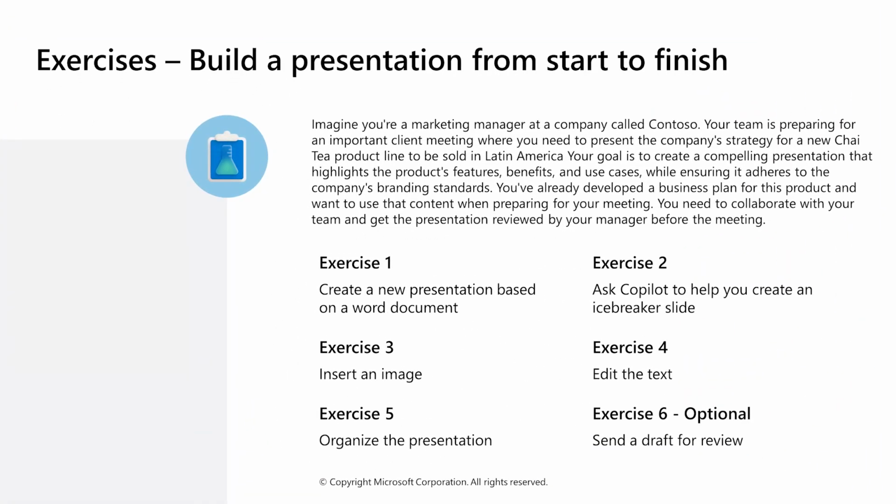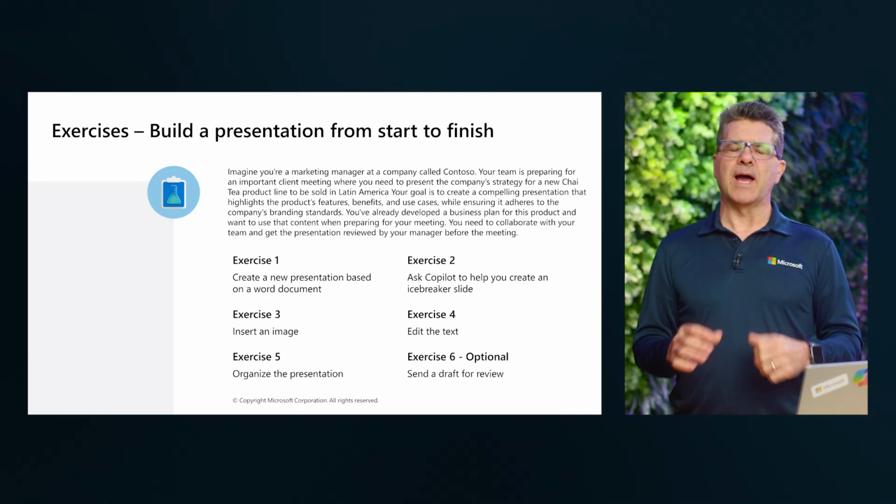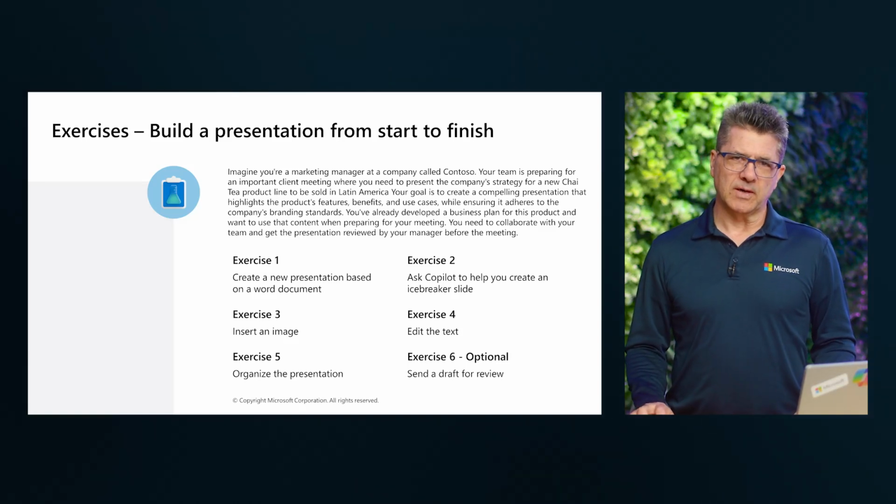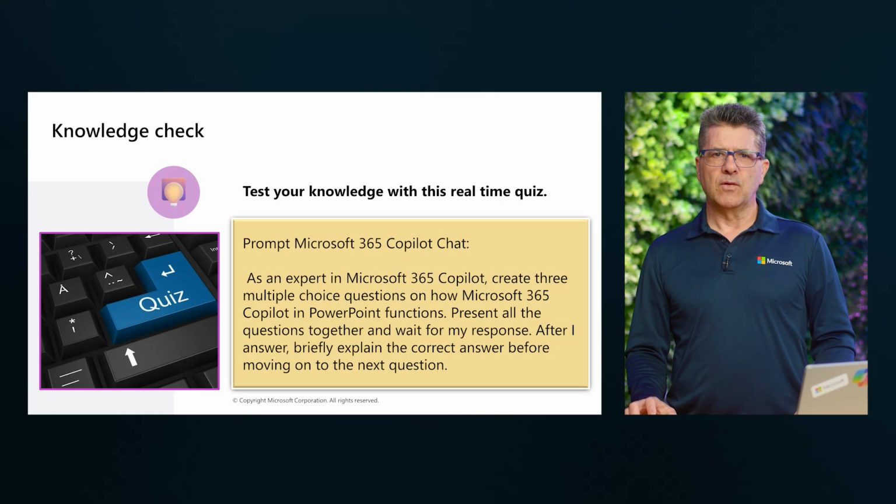First, you're going to create a presentation from a document. Number 2, you're going to ask Copilot to create, in this case, an icebreaker slide for your presentation. Number 3, you're going to insert an image, and then you're going to edit and, of course, test that. Number 5, you are going to organize the presentation. Maybe there's an order in which you want the presentation to be, so you can ask Copilot to change that order. And then, of course, optional step number 6, you want to send a draft of that for review. Okay? So this is going to be something for you to try as you move along on your experience with Copilot for your PowerPoint.